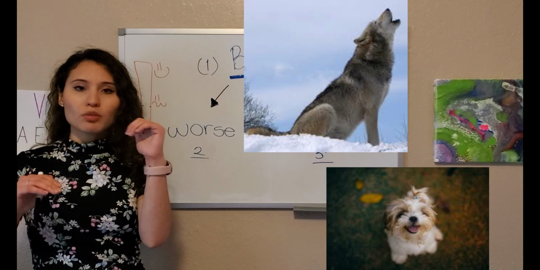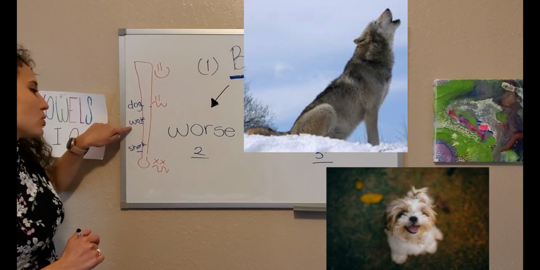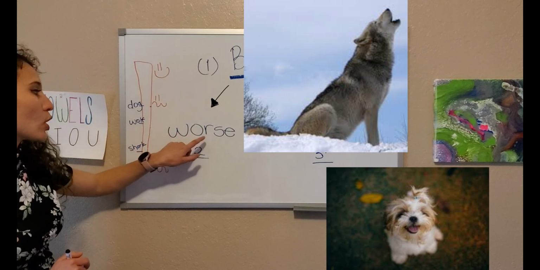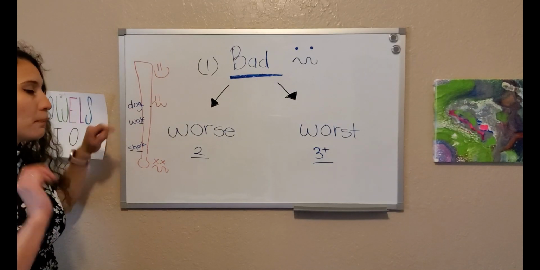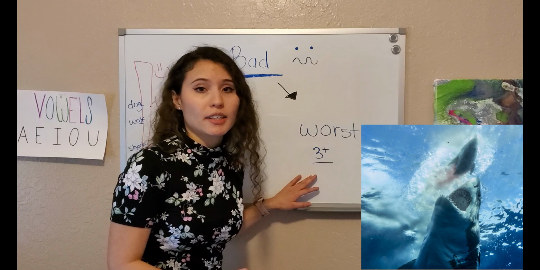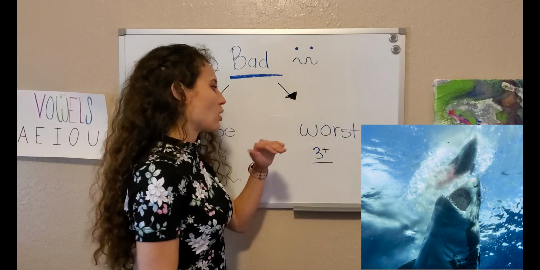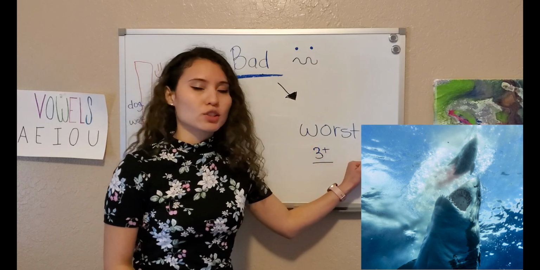I'm comparing the wolf and the dog, okay? And here we have my dog and my wolf. So getting bitten by a wolf is worse than getting bitten by a dog. Number three, getting bitten by a great white shark in the middle of the ocean is the worst thing that could happen to you. The worst.